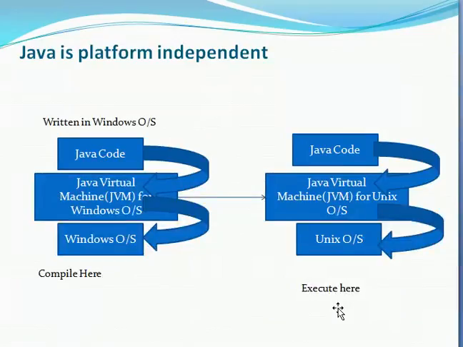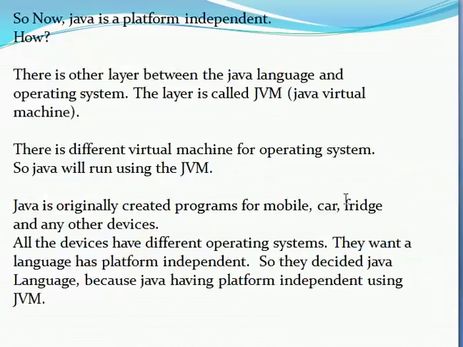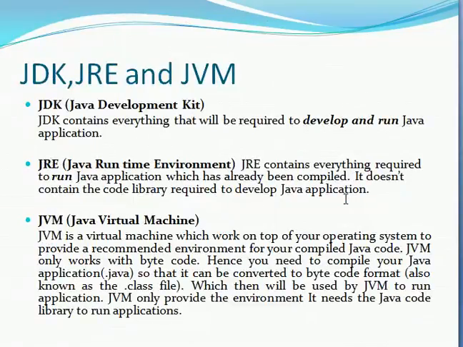See here we have the JVM. In between the Java code and the operating system, we have the JVM. So using this JVM only, we can run the application. So the JVM is there to give the environment to run the Java application.